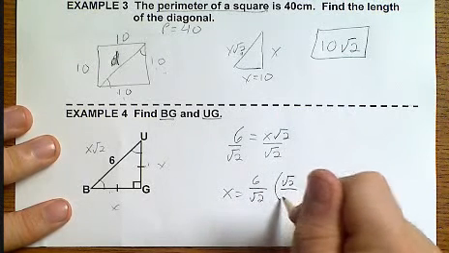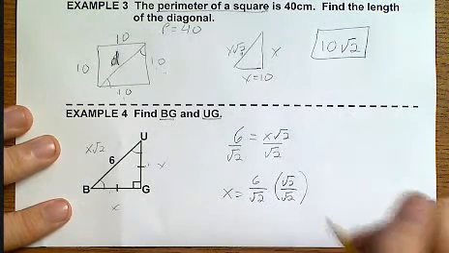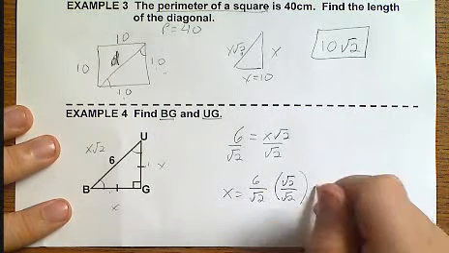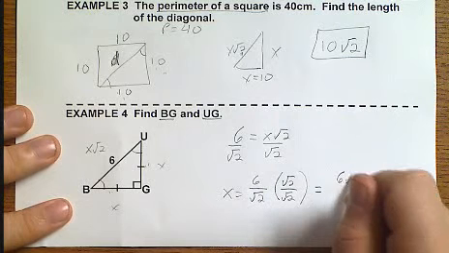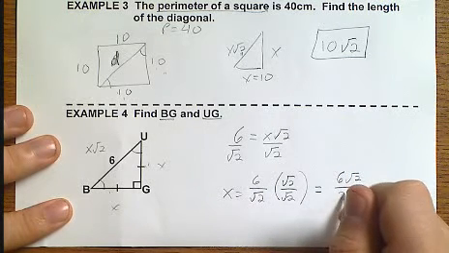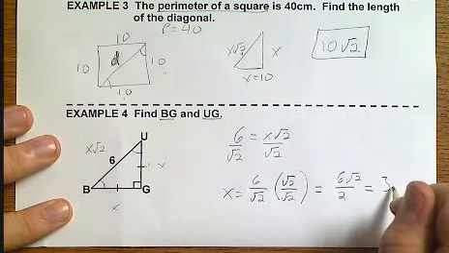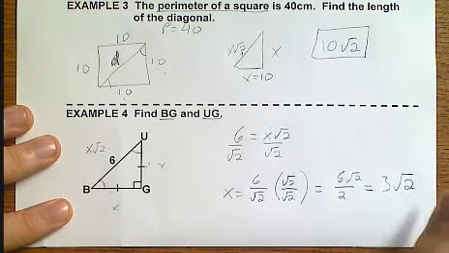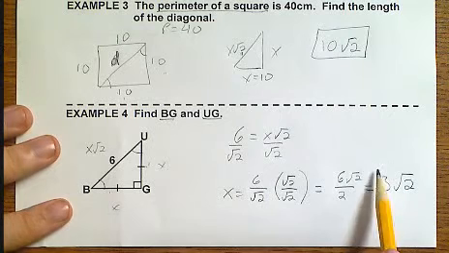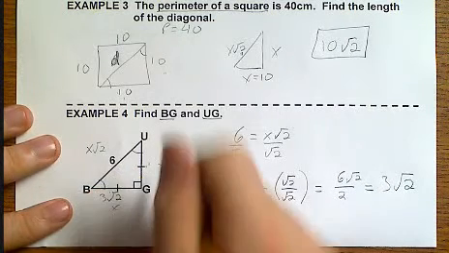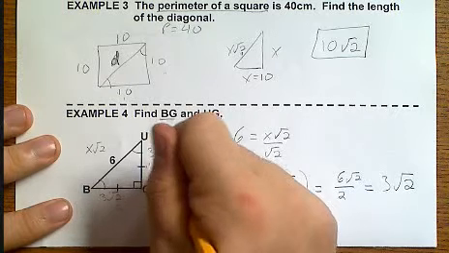Because I can't have a radical on the bottom, I multiply by the square root of 2 over the square root of 2. And I get 6 on the square root of 2 divided by 2. And 6 divided by 2 is 3 on the square root of 2. So that's what this side is, and it's also what that side is.